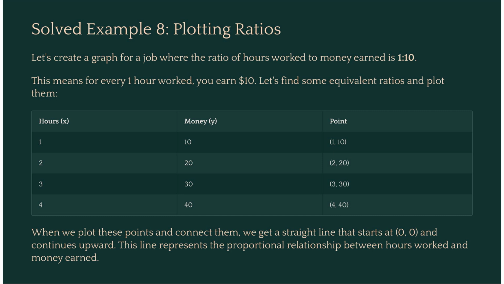Let's plot the ratio of hours worked to money earned, which is 1:10 in example 8. This gives us our first point, 1:10. Scaling up gives us 2:20, 3:30, and so on. If you plot these points on the graph, you can visually see the line being drawn. The x-axis represents the hours worked, and the y-axis represents the money earned.